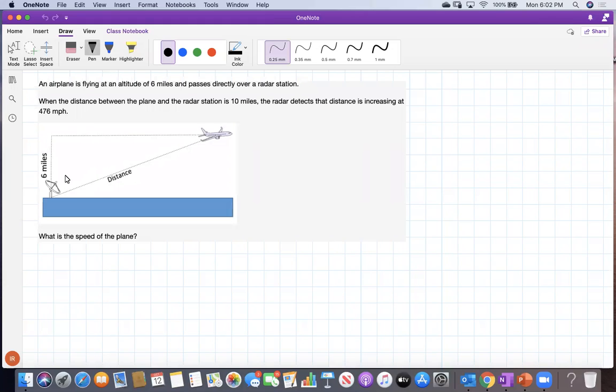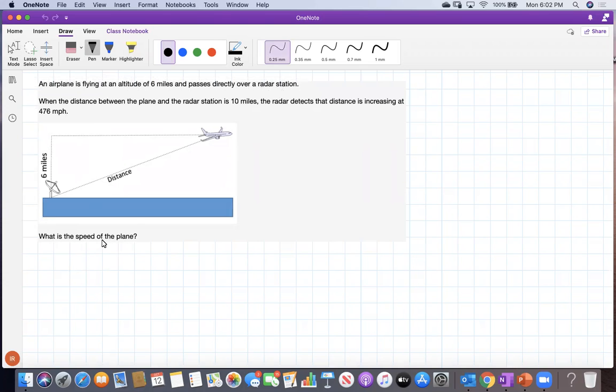An airplane is flying at an altitude of 6 miles and passes directly over a radar station. When the distance between the plane and the radar station is 10 miles, the radar detects the distance is increasing at 476 miles per hour. A diagram is shown. What is the speed of the plane?